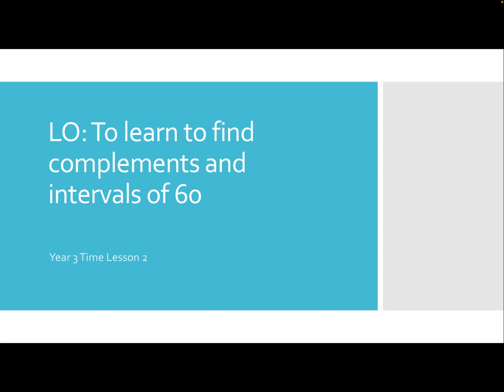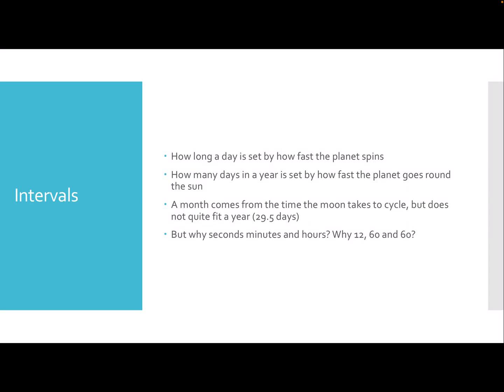It seems like, why 60? I don't have 60 fingers. My fingers don't even go into 60s very easily. Why do people choose 60? Well, time is split into different intervals. Intervals means the bits that we break time into. And a lot of those we can't really choose.